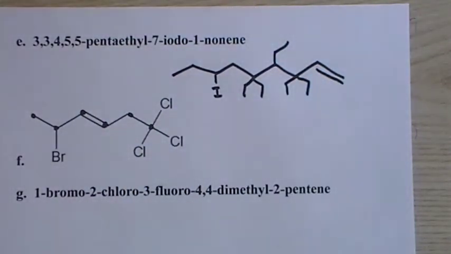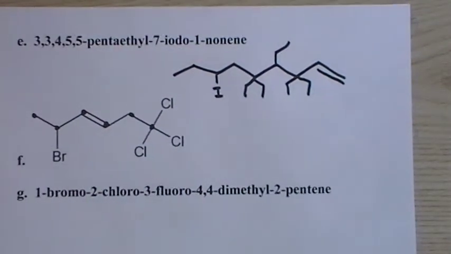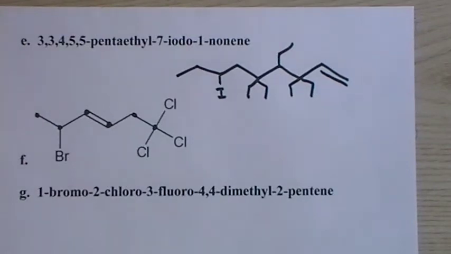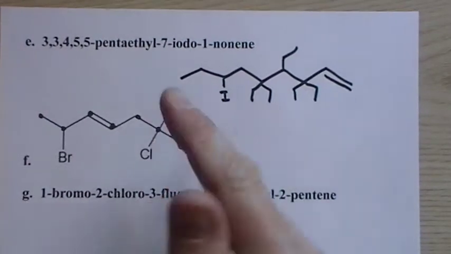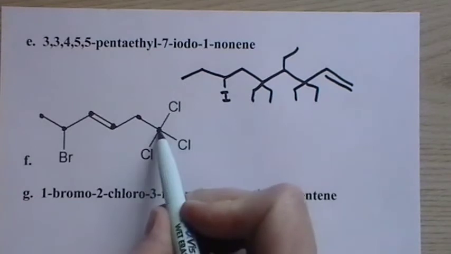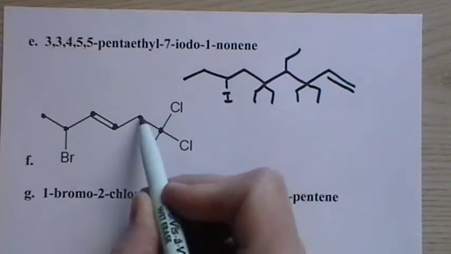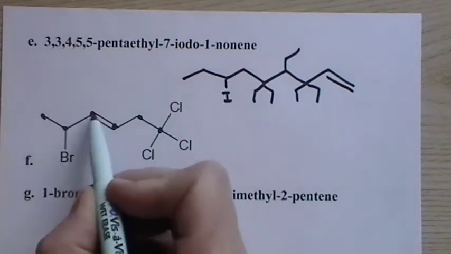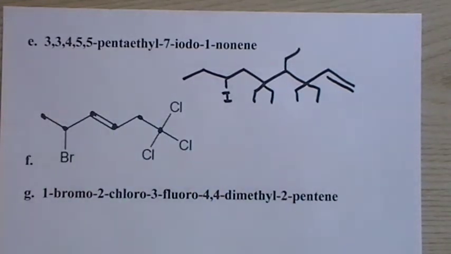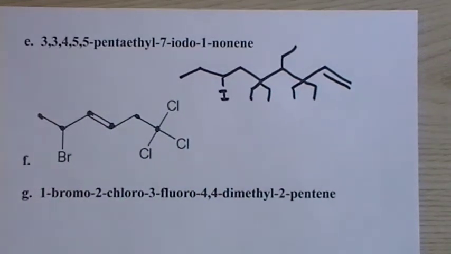Okay, for this one, we have to determine the position of the double bond. I put dots on all the carbons because we have these halogens hanging around. They look like they extend the chain, but this is where the carbon ends, the parent chain. So from this side we have 1, 2, 3. From this side, 1, 2, 3. So either side gives us a 3 for the start of the double bond, so that's fine.